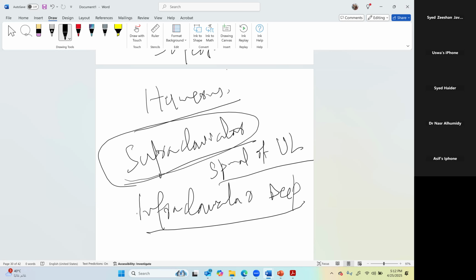So supraclavicular is superficial and very easy to block. The landmarks are very easy. You just put your probe above the clavicle, find the subclavian artery, and just supralateral to that you will find the plexus. It's relatively easy.